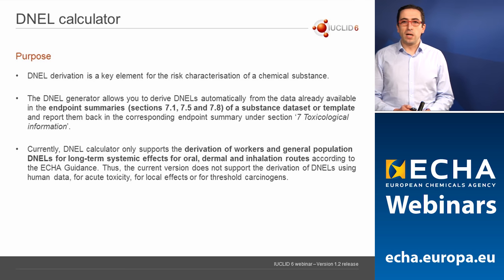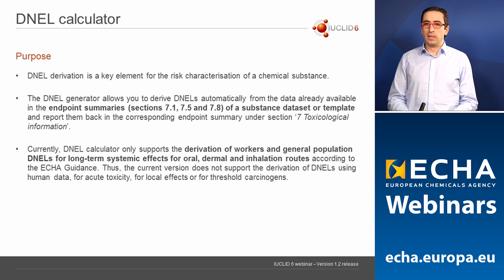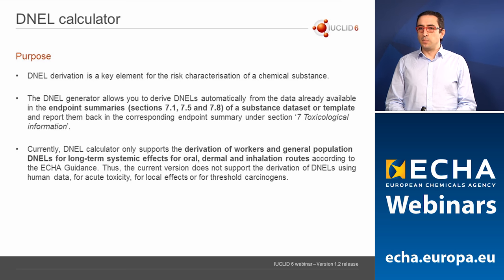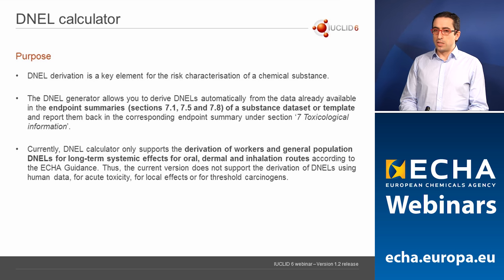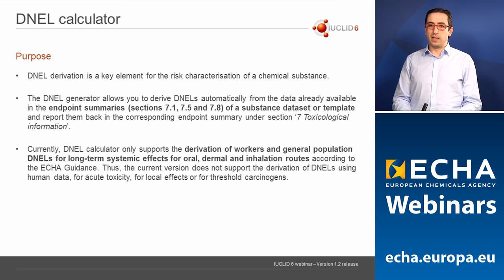Thus, the DNEL generator allows you to derive DNELs automatically from the data that is already available in the endpoint summaries of a substance dataset or template, and report them back in the corresponding endpoint summary under section 7, toxicological information. It is important to note that currently the DNEL calculator only supports the derivation of workers and general population DNELs for long-term systemic effects and for oral, dermal, and inhalation routes, according to the ECHA guidance. The current version does not support the derivation of DNELs using human data, for acute toxicity, for local effects, or for threshold carcinogens.